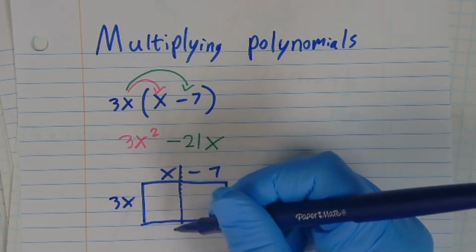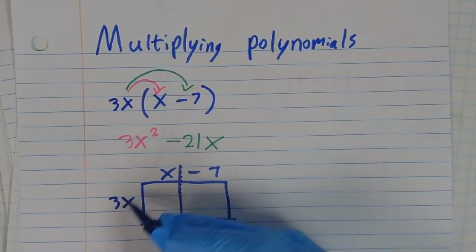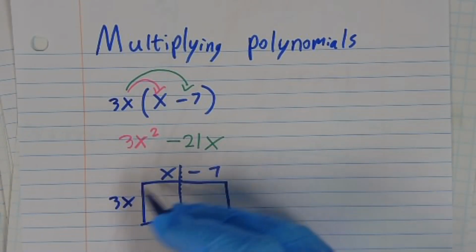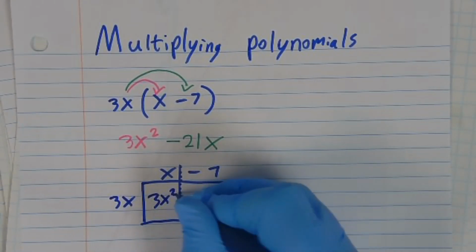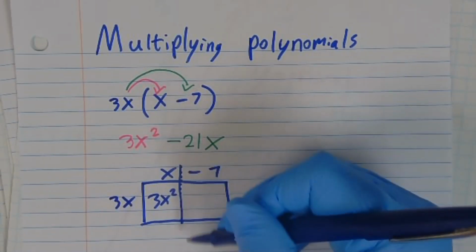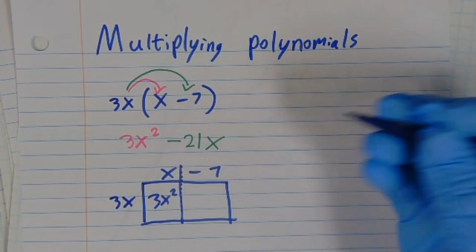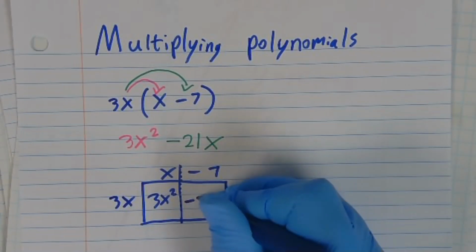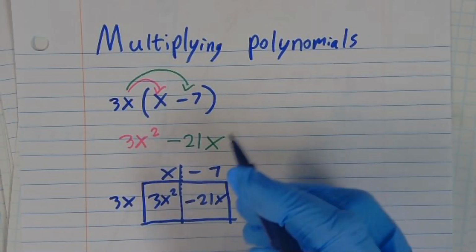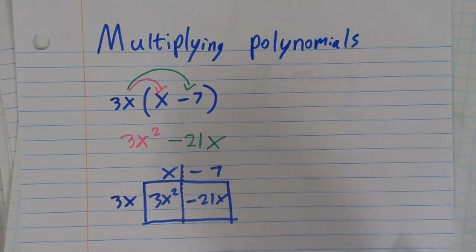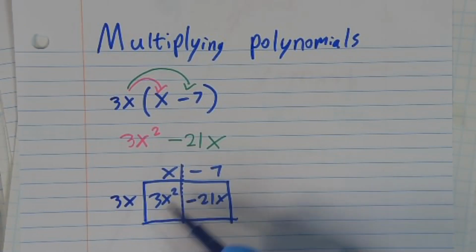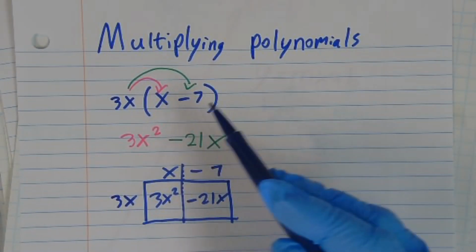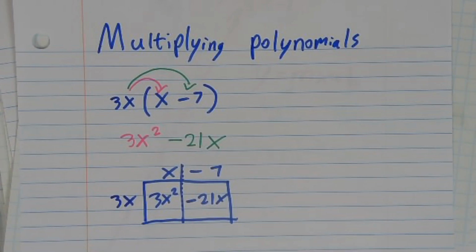So now I have two rectangles. I have this one that has dimensions of 3x times x, which would be 3x squared, and this one that has dimensions of 3x and negative 7, which would be negative 21x. And so this is another way to keep my work organized. This may feel a little bit like overkill here. I wouldn't use this method for this problem personally, but I would as the problems get more complicated.